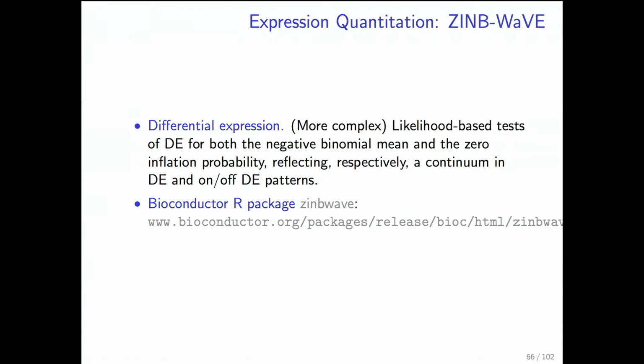A more complex approach is to do likelihood-based tests on either the negative binomial mean or the zero inflation probability. So looking at the negative binomial mean would correspond to looking for a continuum in differential expression between different cell types. Focusing on the zero inflation probability would correspond more to on-off differential expression patterns between the cell types.